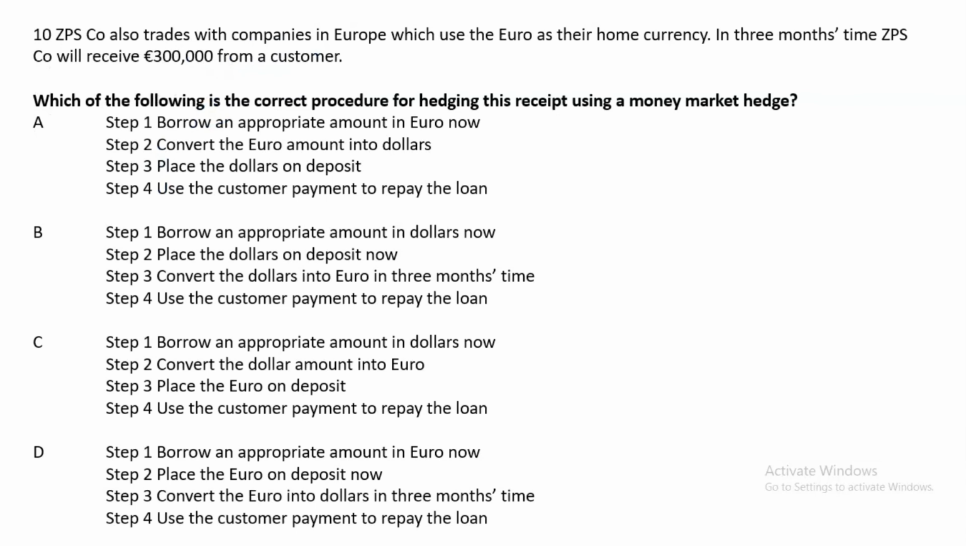Let us look at the last question. ZPS Co. also trades with companies in Europe which use the euro as their home currency. In 3 months' time, ZPS will receive 300,000 euros from a customer. Which of the following is the correct procedure for hedging this receipt using a money market hedge?